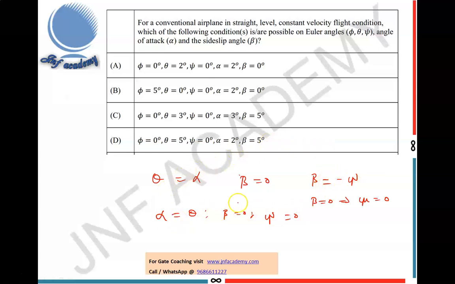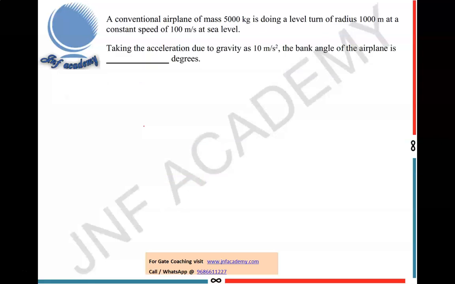If you see, all these things are satisfied in option A. Theta is equal to 2, and hence angle of attack is also 2. So theta and alpha are the same value. Psi and beta are also equal to 0. So this is only getting satisfied in option A. That's why the answer is option A. Okay. So this is a relatively very easy problem.